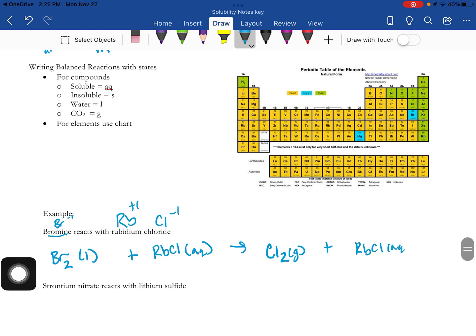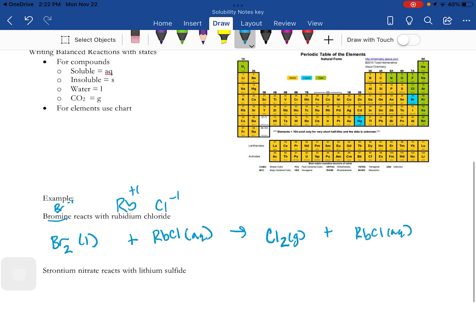And then, of course, you still need to balance. So I have 2 bromines over here on the left. Oh, this was supposed to be a BR. The Rb and the Br combined. So 2 on the left, 1 on the right. So I'm going to put a 2 here. I have 1 Rb on the left. I now have 2 on the right. So I'm going to put a 2 here. I have 2 Cls on the left, 2 Cls on the right, so that's good.